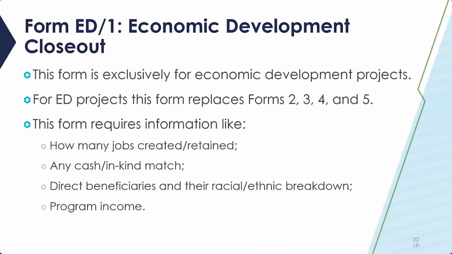The Form ED1, I won't go over too much. It's the economic development form. It's very similar to the forms we just went over, just in a more condensed format. This is for ED projects. This form requires information like how many jobs were created or retained, any cash or in-kind match, direct beneficiaries and racial background, and program income.